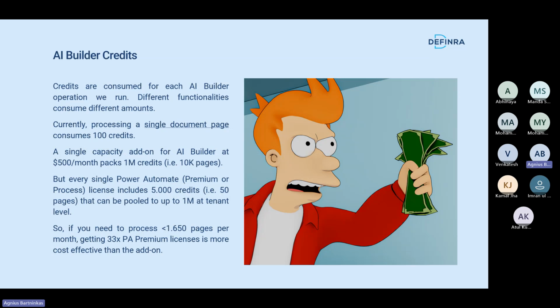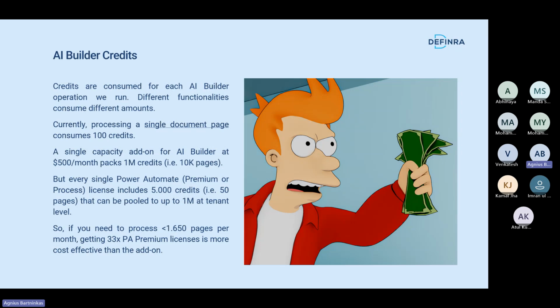And they can be pooled up to 1 million credits at tenant level, meaning that if we're a small business and we're looking to process up to 1,650 pages per month, which is okay-ish enough, that could cover most of the use cases for most smaller and mid-sized businesses. It is cheaper to get 33 Power Automate premium licenses to cover the need than buying a single capacity add-on for AI Builder.